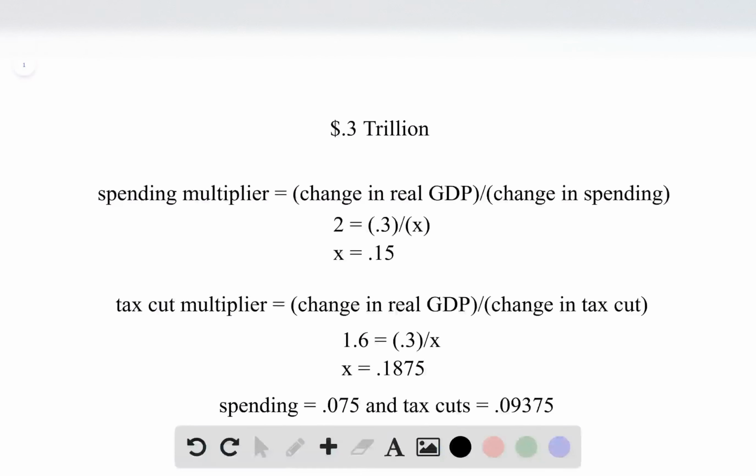Now for the third part, they're asking you to create an example using a combination of both. Probably the easiest way to do this is to just take half of each, because if you take half of each, you're getting half the effect. And if you add those two halves together, you get the whole effect, which is $0.3 trillion more in economic output. So in that case, spending is half of the original amount, so it's $0.075 trillion. And tax cuts would be half of the original amount, which would be $0.09375 trillion.